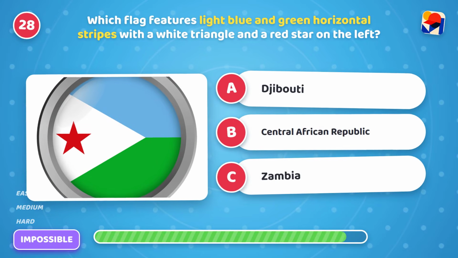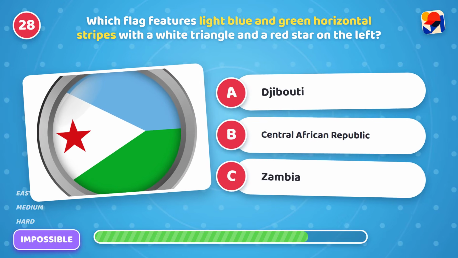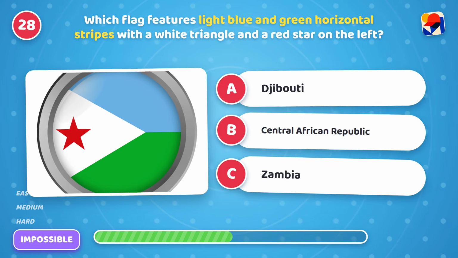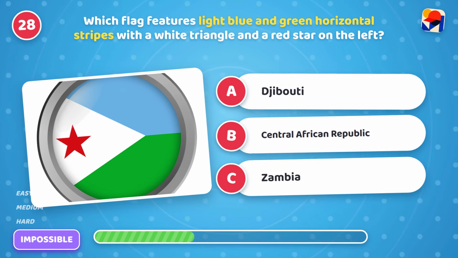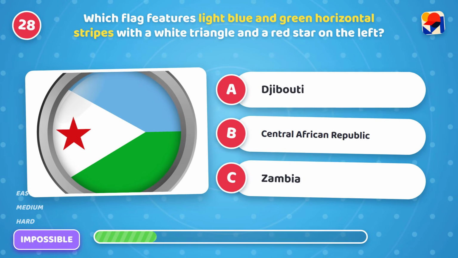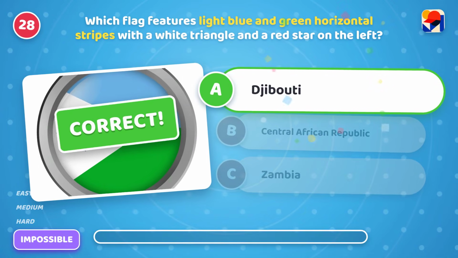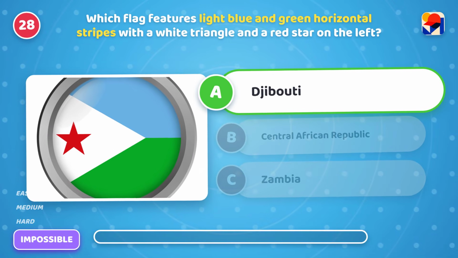Which flag features light blue and green horizontal stripes with a white triangle and a red star on the left? Is it A, Djibouti, B, Central African Republic, or C, Zambia? It's A, Djibouti. The red star symbolizes unity.